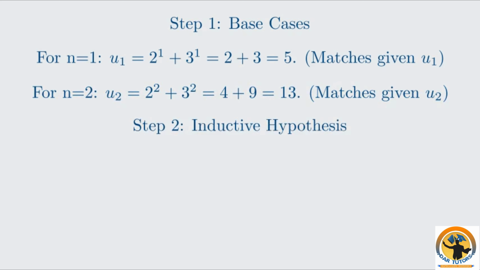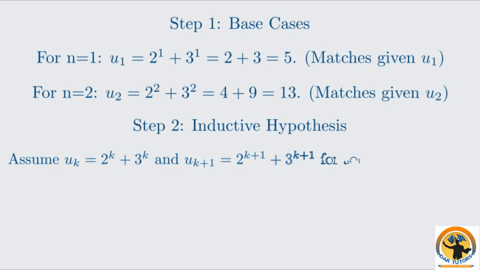Step 2. The inductive hypothesis. We assume the formula is true for n equals k and n equals k plus 1. This means we assume u sub k equals 2 to the k plus 3 to the k, and u sub k plus 1 equals 2 to the k plus 1 plus 3 to the k plus 1. We will use both of these assumptions in the next step.